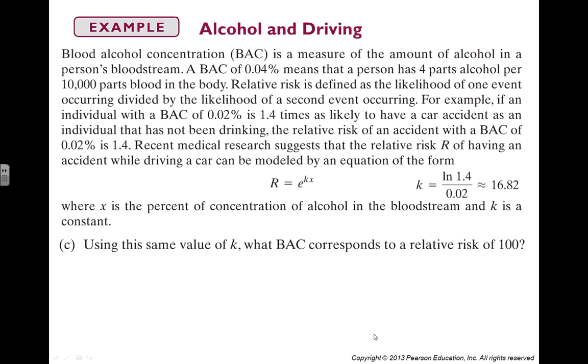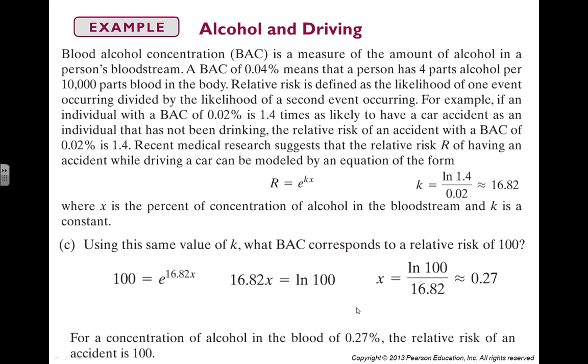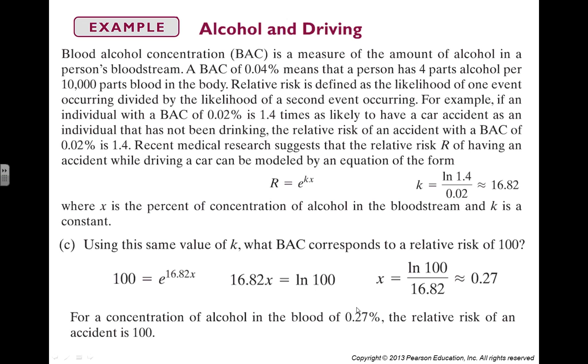All right. What blood alcohol concentration corresponds to a relative risk of 100? So we're going to set this equal to 100. And we're going to rewrite this as natural log. So natural log of 100 divided by 16.82. And anybody with a 0.27 blood alcohol concentration has a relative risk of an accident 100 times greater than somebody without it.